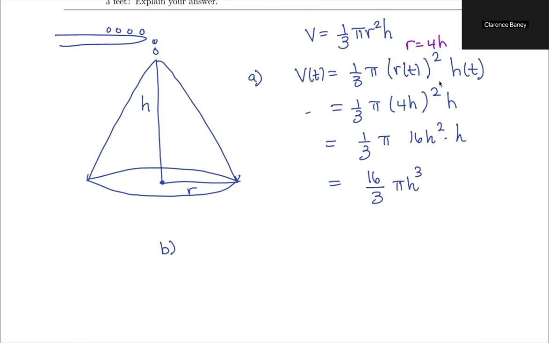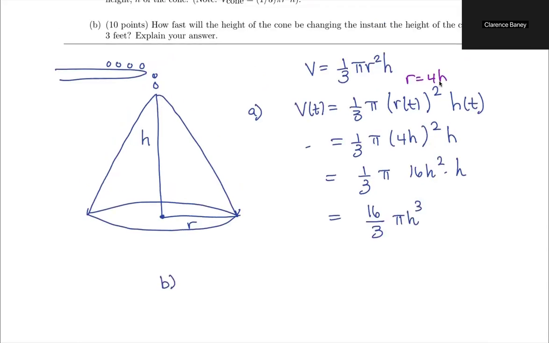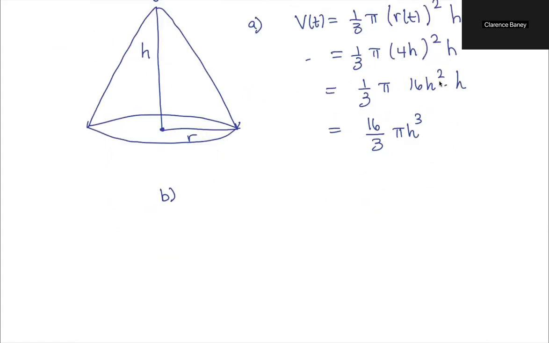And then the next part of the question was, how fast will the height of the cone be changing the instant the height of the cone is 3 feet? And explain your answer. So I'm going to make the implicit function assumption here, because these are changing with respect to time. I am going to assume that v and h are functions of time. I'm not worried about any of the numbers yet, whether it's what the change in the volume is or what the height is. Just worry about getting an expression in terms of your variables, and then make sure that you can go back and do what you need to do.